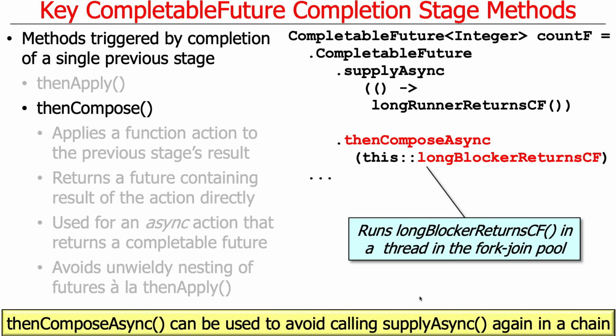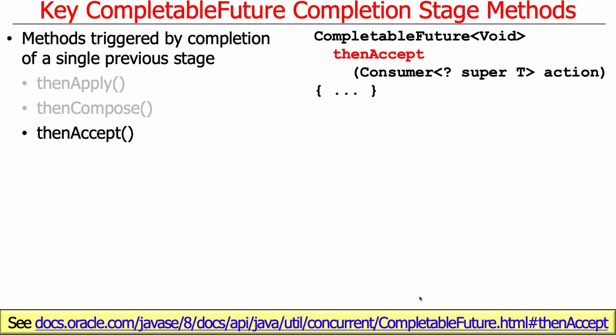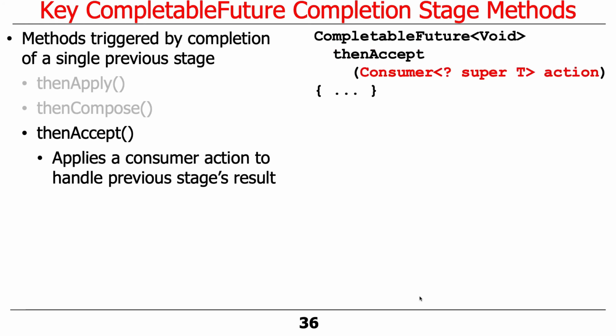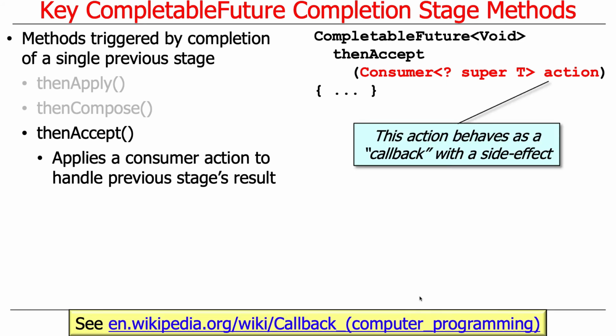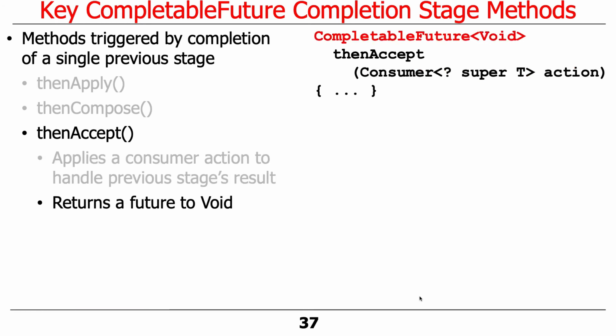For your upcoming programming assignment number 4, you'll have to use those methods in various ways, or be familiar with how they work. The next method is then accept. And then accept is a little different from the previous two in a couple ways. First, it takes a consumer as opposed to a function. That's not that big of a deal. Except this consumer is going to act as a callback. So there's going to be some kind of operation that gets done on this particular consumer action. And the return value of then accept is a completable future to void, which means there is no return value.